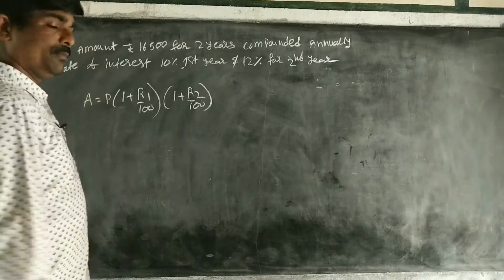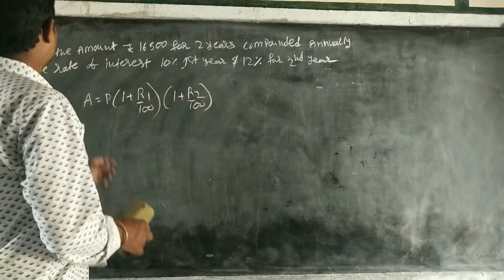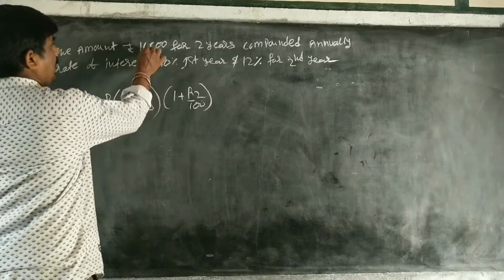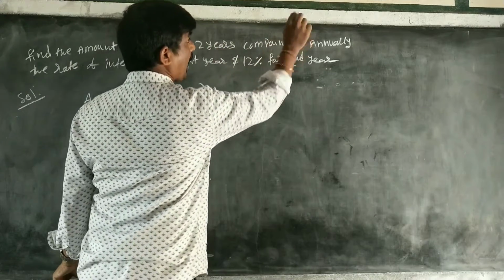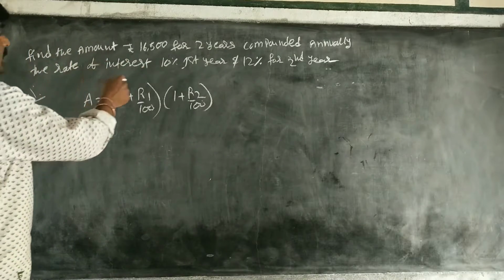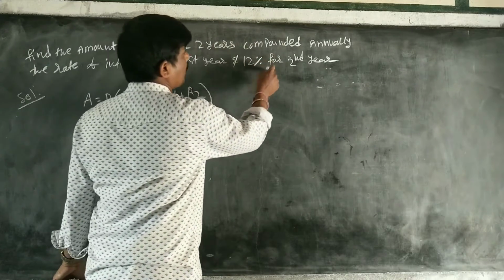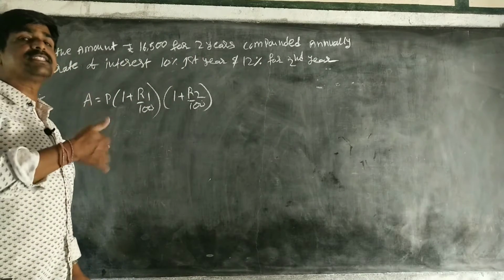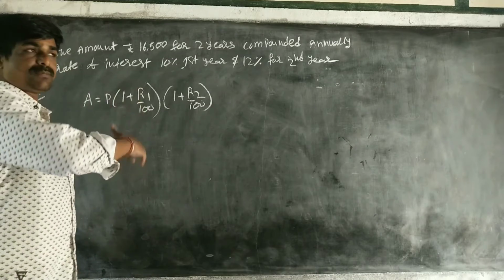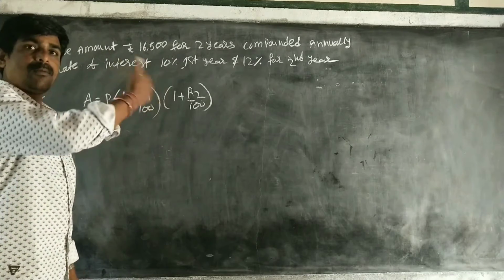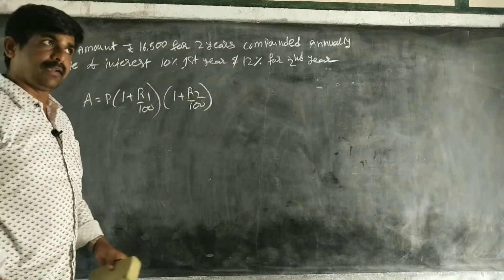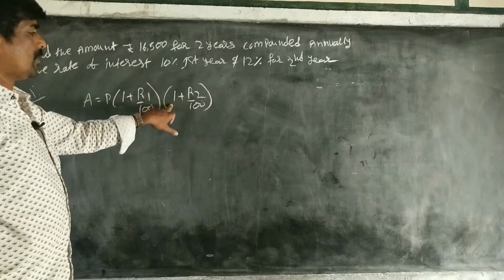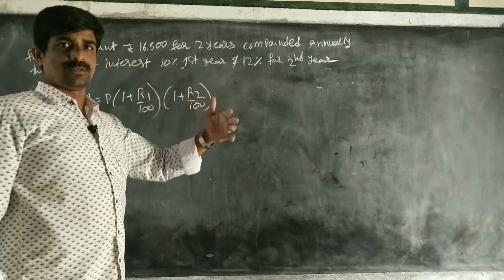Next, another problem, another method. So this is also compound interest. Find the amount of rupees 16,500 for 2 years compounded annually at the rate of interest 10% first year and 12% for second year. So these are compound interest, but their interest is not fixed for every year. In the previous problem it was fixed for every compounding time, but here it is not fixed. What is the formula? A is equal to P into 1 plus R1 by 100 into 1 plus R2 by 100.